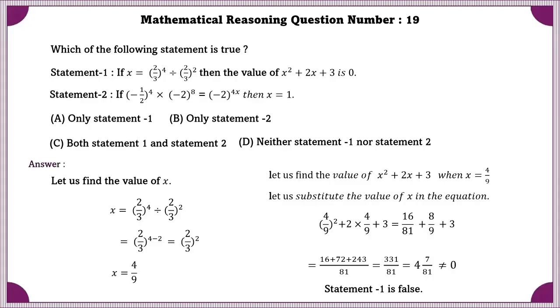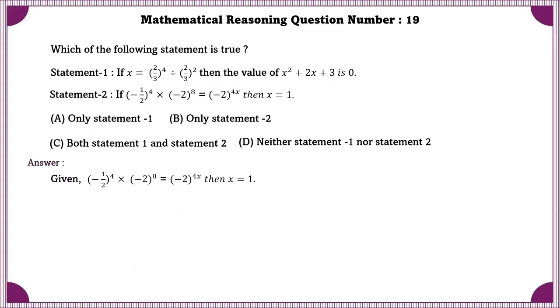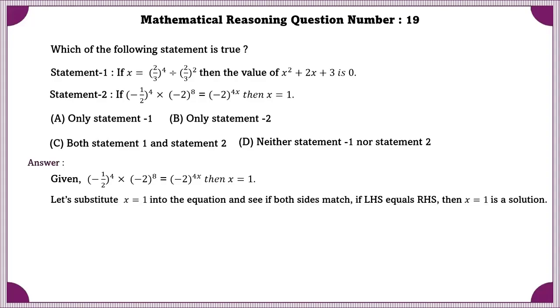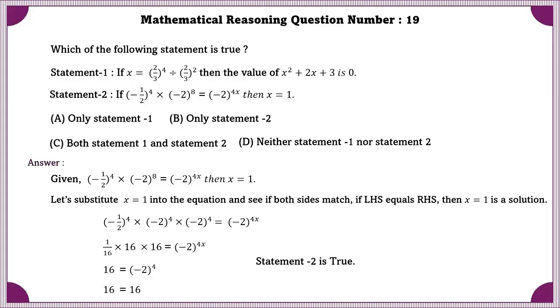Therefore, statement 1 is false. Statement 2. Given minus 1 by 2 to the power 4 into minus 2 to the power 8 is equal to minus 2 to the power 4x, then x is equal to 1. Let us substitute x is equal to 1 in the equation and see if both the sides match. If LHS is equal to RHS, then x is equal to 1 is the solution. Substituting the value of x is equal to 1 in the equation and simplifying, we will get 16 is equal to 16. That is, LHS is equal to RHS. Therefore, statement 2 is true.